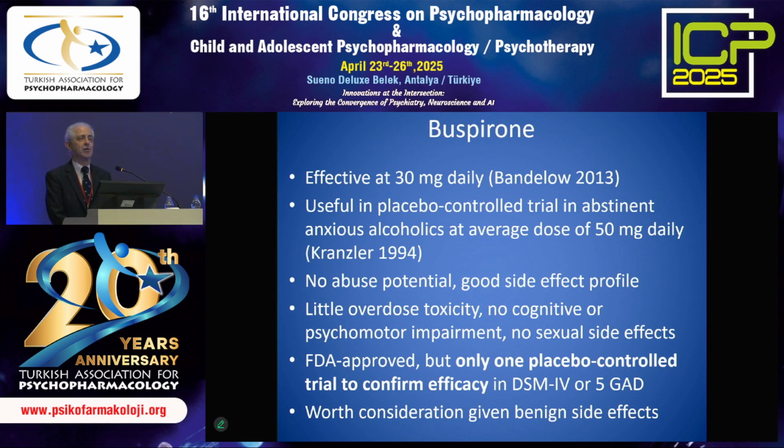Okay, moving to the next alternative to an SSRI, we have buspirone. And that is FDA approved, effective at 30 milligrams a day, useful in a placebo-controlled trial in abstinent alcoholics, where a higher dose was needed for them, 50. No abuse potential, good side effect profile, little overdose toxicity, no cognitive or psychomotor impairment in driving, no sexual side effects. Looks great, right? But there's only one placebo-controlled trial in DSM-4 or 5 GAD.